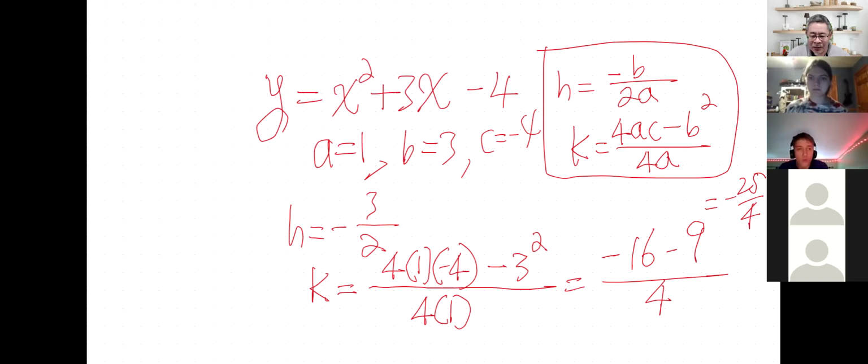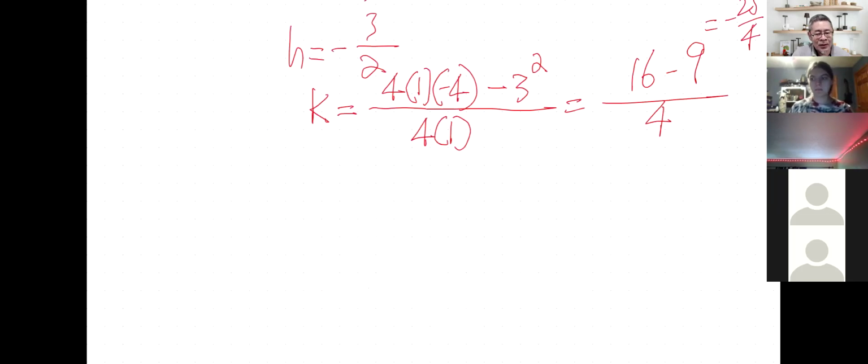And the sign is very important. I think Elsa, you made a mistake. Instead of minus here, you made plus. So that's why you got 7/4, right? Very good now.